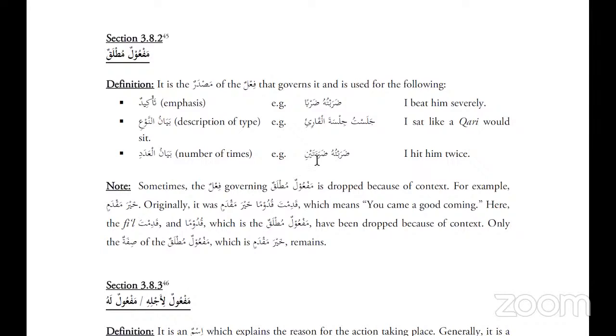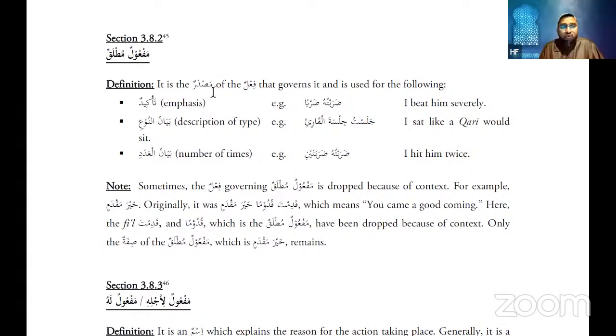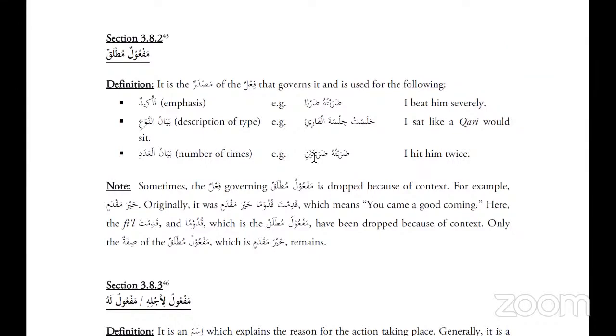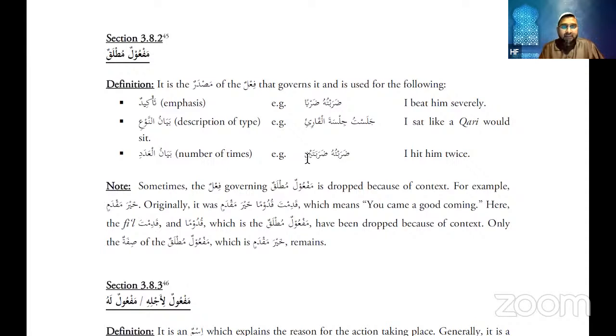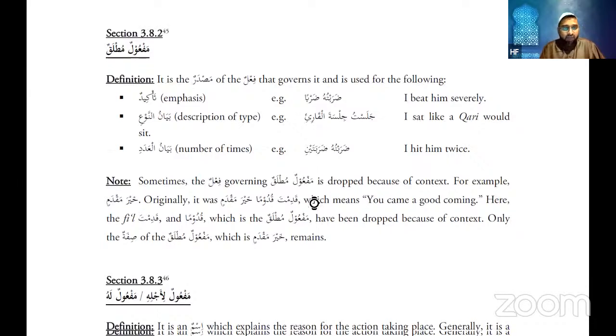Maf'ul mutlaq, it's an object, mutlaq, meaning that it is a masdar, meaning the root word, and it comes in the form of a noun. So darban, jilsat al-qari, darbatayn, these are not verbs, but they're coming as nouns. Does that make sense? Yes. You'll send us this, right, Sheikh? Yes. Both darabtuhu and jalastu are verbs. Here, darban, jilsat al-qari and darbatayn are nouns extracted from the verb meaning itself.